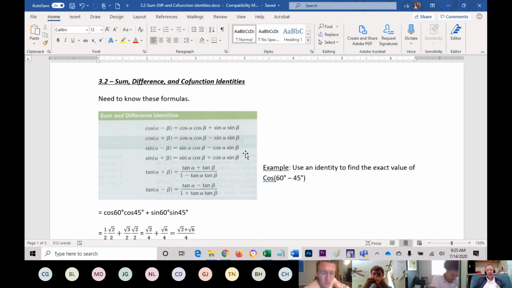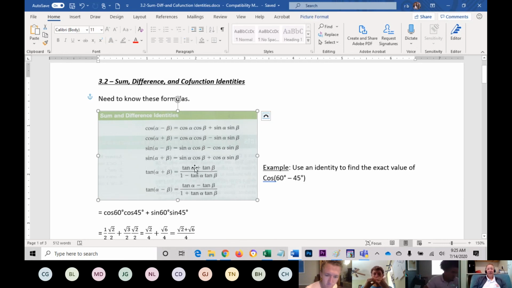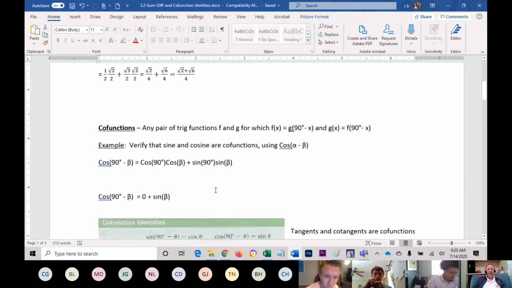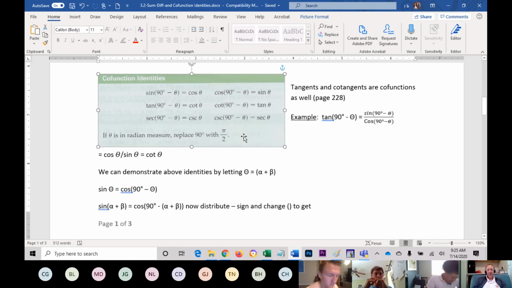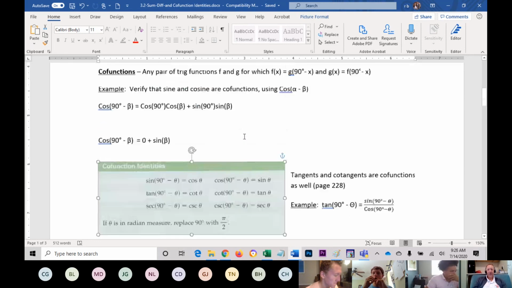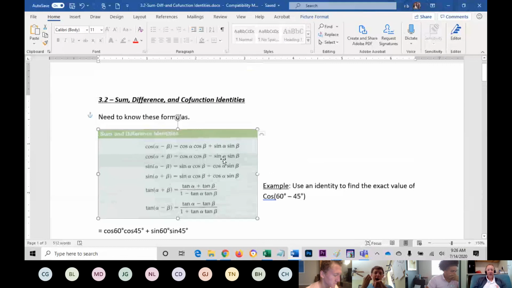But in summary, the takeaways from today's lesson are that you've got to memorize your sum and difference identities, and you should also do the cofunction identities. Those cofunctions aren't too bad. Those are the takeaways from today's lecture. Especially, I think by now you can see how important the sum and difference identities are.